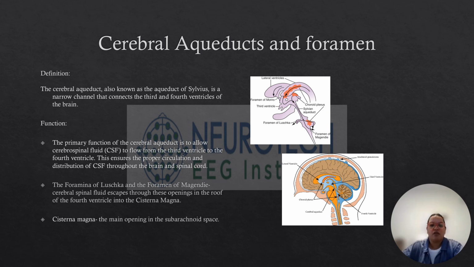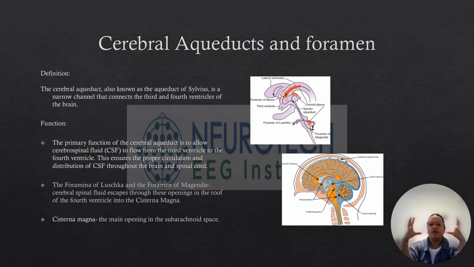And the function of the aqueduct is to allow cerebrospinal fluid to flow from the third ventricle to the fourth ventricle. This ensures the proper circulation and distribution of CSF throughout the brain and spinal cord. And then we have the foramen of Luschka and foramina of Magendie. And what this is going to create is just a passage. It's an opening in the roof of the fourth ventricle into the cisterna magna. And the cisterna magna finally is the main opening in the subarachnoid space.